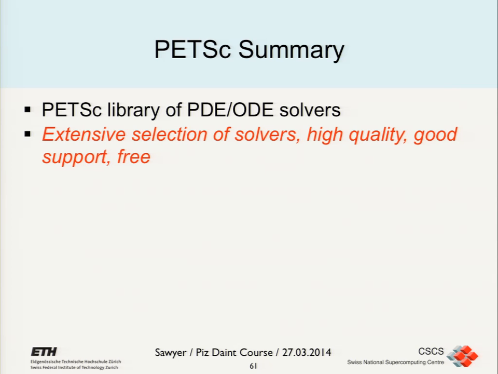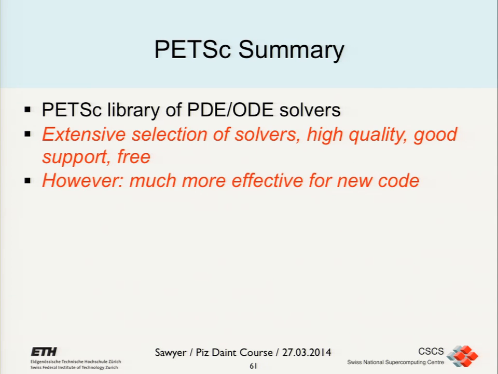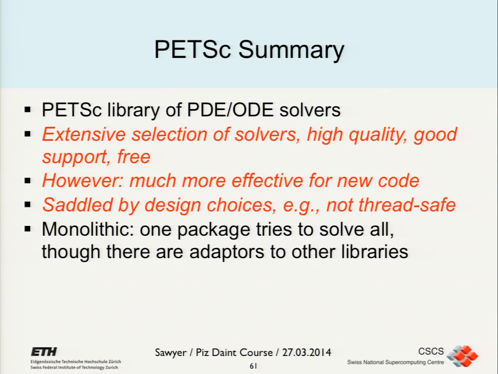Okay, so PETSc is, in my mind, pretty much the way to go. It is a high-quality library. It's been around now for 15 years or so. It's free. It's much better for new code than existing code. That's an aspect I didn't mention. Since you have these abstractions for matrices, vectors, and so forth, of course, you have to use those abstractions in your application. It has some design choices which might have been appropriate at the time.